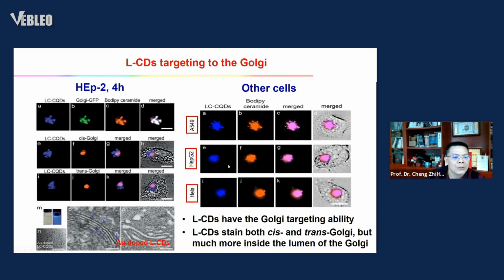Immunoassay showed that the carbon dots can stain both the cis-side and the trans-side of the Golgi, while gold-doped L-type carbon dots TEM images showed that the L-type carbon dots are mainly inside the lumen of the Golgi. These observations indicated that the L-type carbon dots have a high specific targetability to the Golgi.